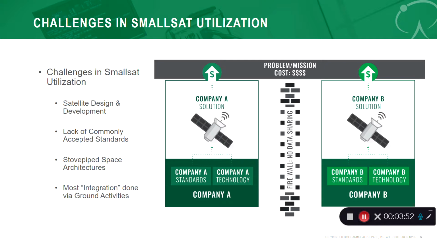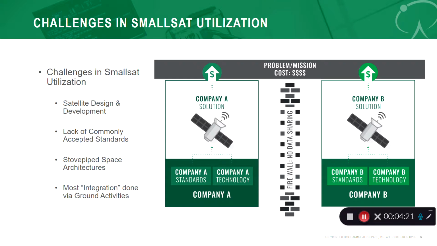Another large inhibitor has been the lack of commonly accepted standards, which prohibits continuity among programs and prohibits interoperability between disparate systems or organizations. This is what leads to those stovepipe space architectures. The graphic here is depicting how SmallSats have typically been implemented for most of the last decade. Again, the stovepipe nature is prevailing, and strict firewalls are being implemented to prevent data sharing between two companies.